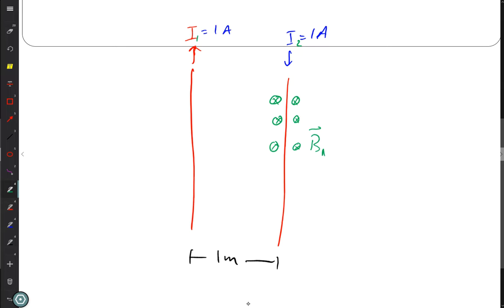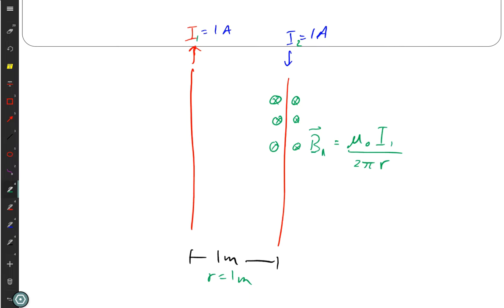What's the strength of that magnetic field? You may not have this equation memorized. It's mu naught times current 1 over 2 pi times that separation. I'm just going to put R for the separation. So it's mu naught over 2 pi, mu naught I over R, and in numbers, with a unit vector. So that's the magnetic field.